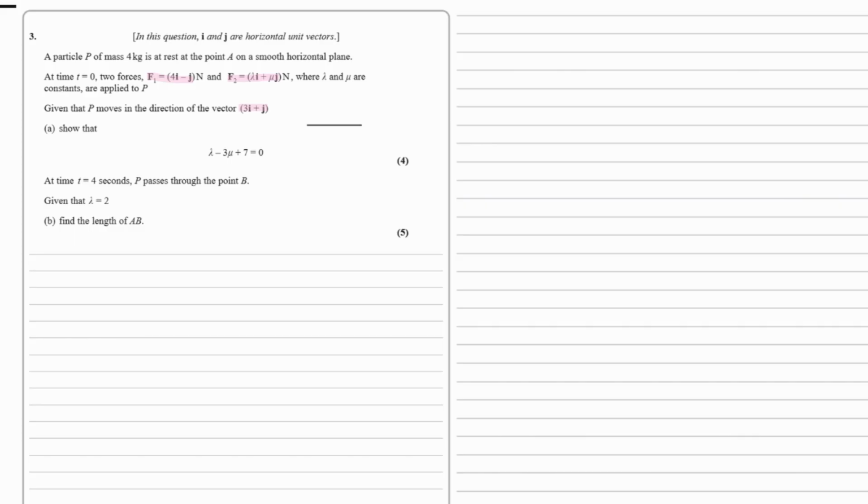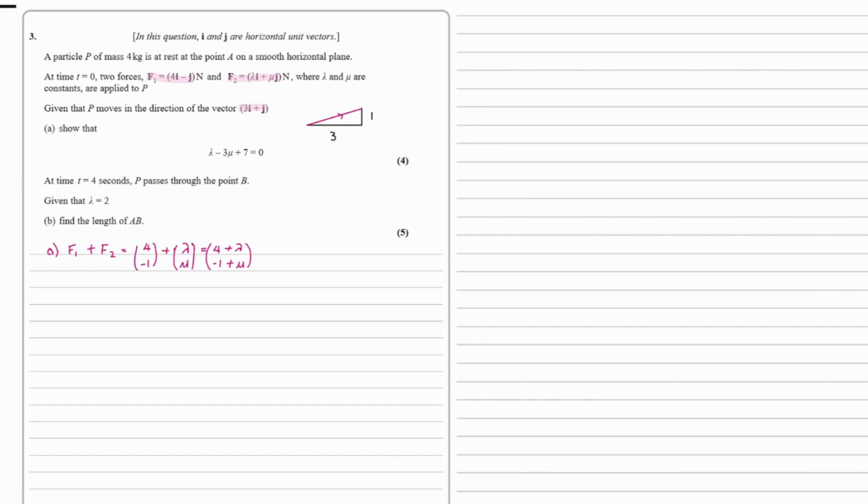So particle P is moving in the direction 3i, which is the x, and j, which is the y, which means that the i component is 3 times bigger than the j component. And if we now use F1 and F2 to find the resultant force, we can just add them up. F1 is 4i and j is minus 1. F2 is lambda for the i and mu for the j, and if we add these, this gives 4 plus lambda for the i and minus 1 plus mu for the j.